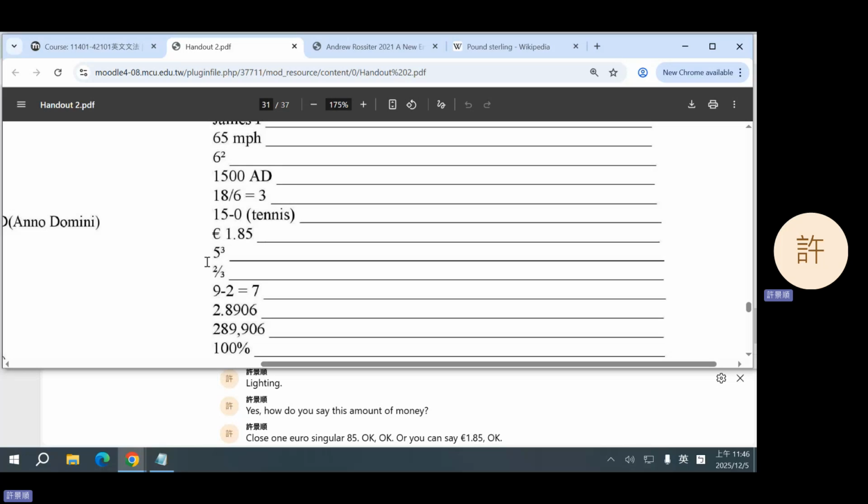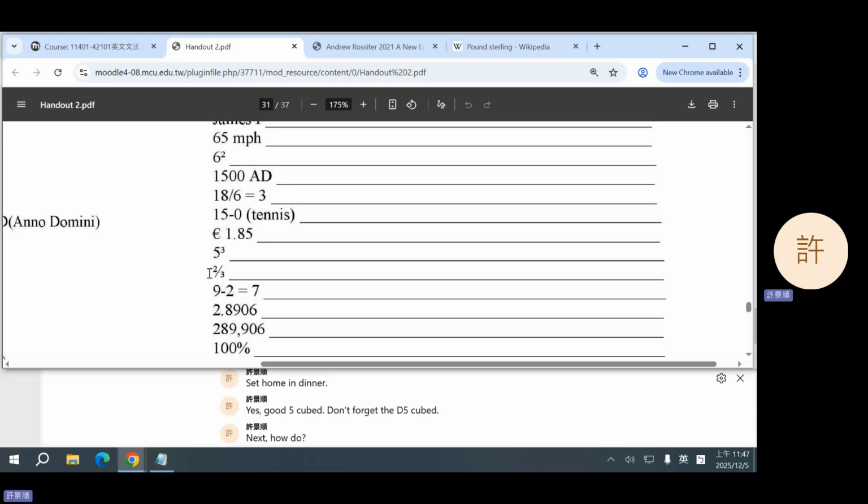Okay, next. How do you say this number? Yes. Good. 5 cubed. Don't forget the D. 5 cubed.